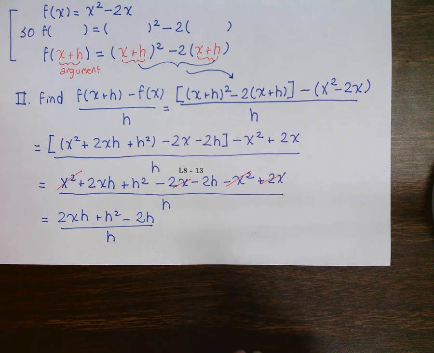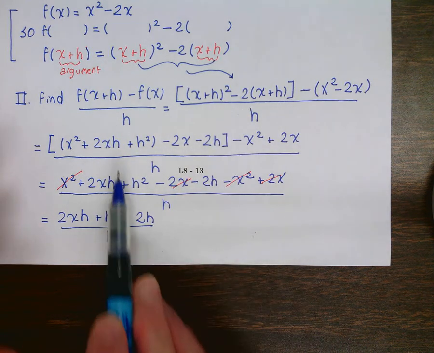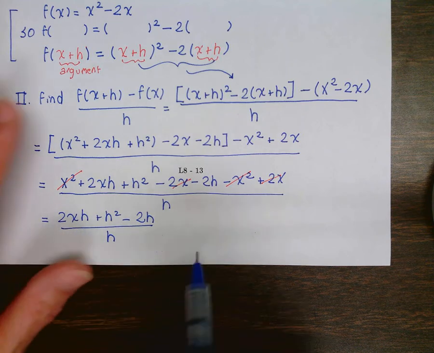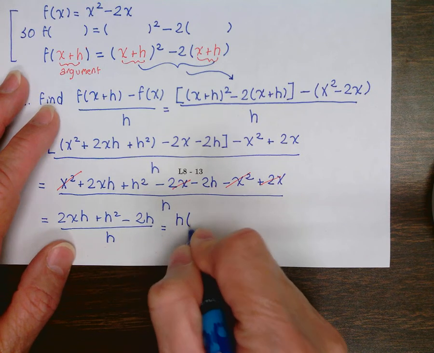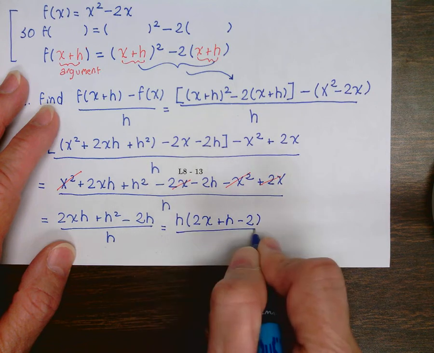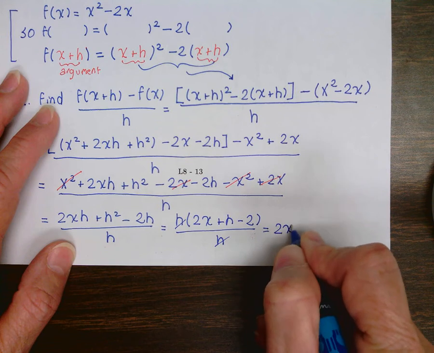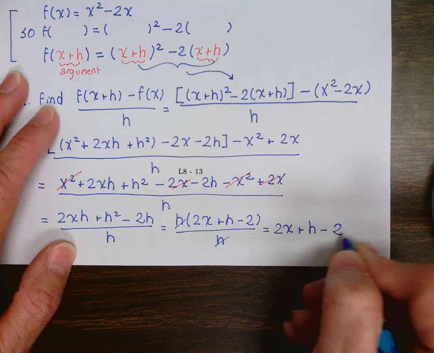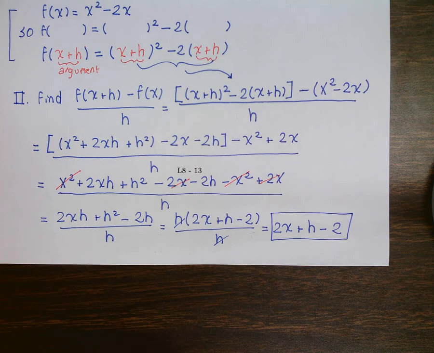Okay, that's not an accident. That's a function of the way that this is set up originally. And so when you're doing these examples, you expect that to happen, because what that allows us to do is to factor an h out of the numerator and cancel with the denominator, and we get 2x plus h minus 2. And there we go. This is a really good example. Make sure that you follow how it's working.